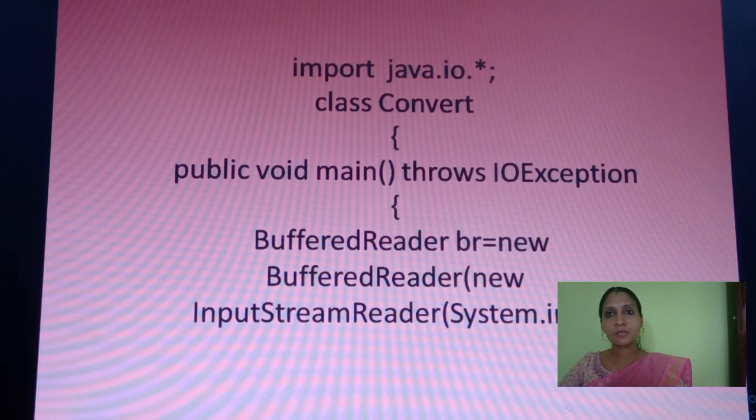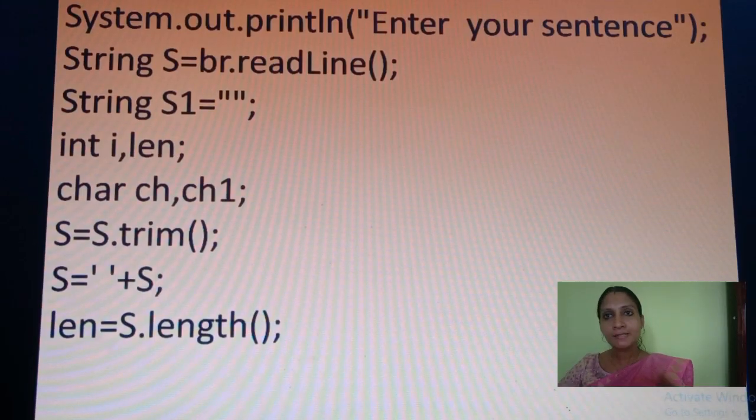How can you start the function? public static void main throws IOException. Then open the curly bracket again. Create a BufferedReader object. How can you create it? Using BufferedReader br = new BufferedReader(new InputStreamReader(System.in)). Okay, let's check our answer. Shall we do it together?